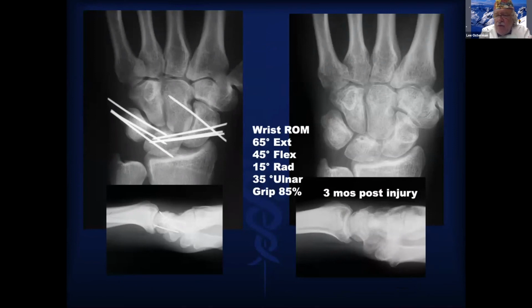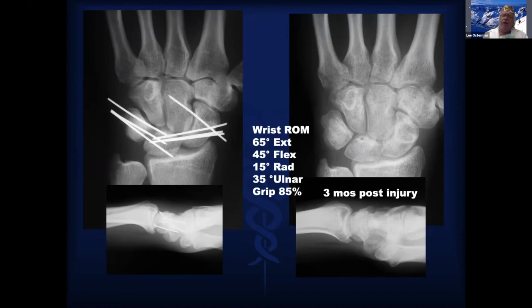The pins were left in place, buried for 6 weeks. They were then removed. He was started on a therapy program, and at 3 months post-injury, a very reasonable range of motion, excellent extension, some limitation of flexion, and a reasonable grip strength, and was able to return for the playoffs.